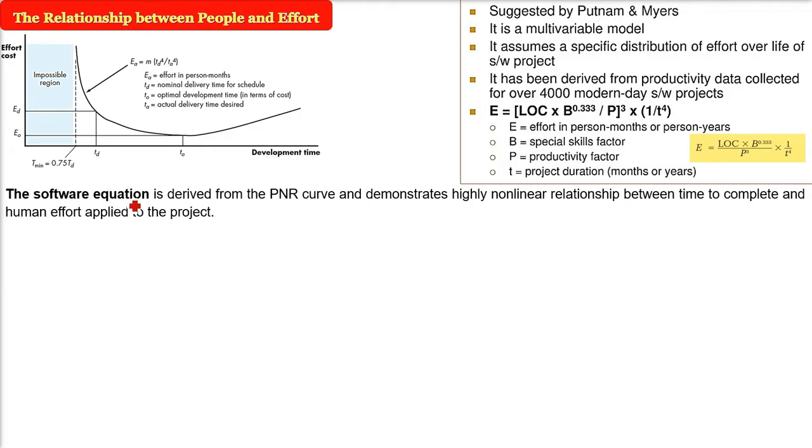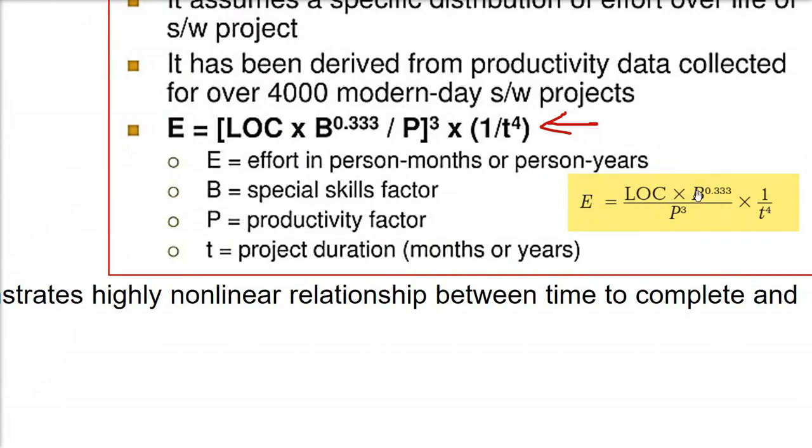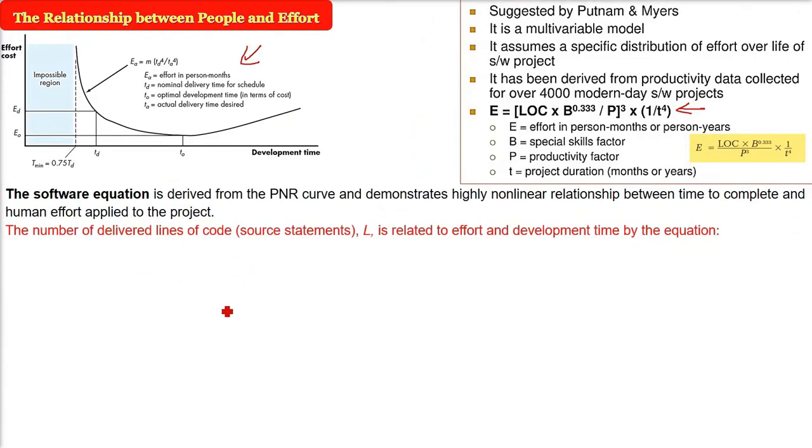Now the software equation which we already discovered and learned is derived from the PNR curve and demonstrates a highly non-linear relationship between the time to complete and the human effort applied to the project. So this is a non-linear curve. It has various independent variables involved. Let me show you here. I showed you this software equation. Now B was the special skill factor, P was the productivity factor, T was the project duration, E is the effort in person months or person years.